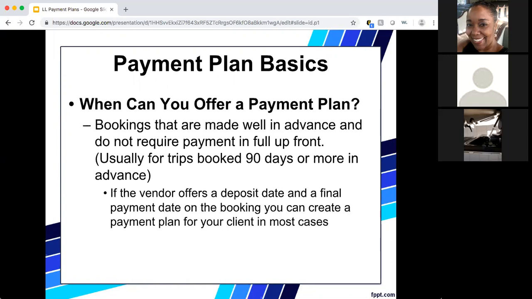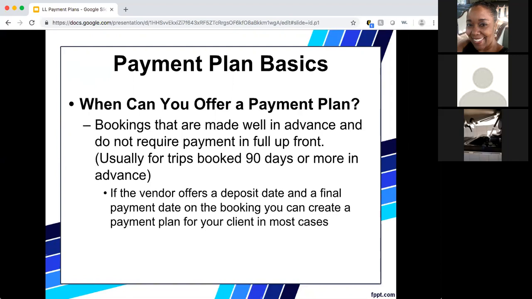One of the very frequent questions that I get from new agents, and that I see posted by new agents, is, how do I create a payment plan? Often we are starting from the position of a consumer, and we're expecting someone to already have it laid out for us. When we're talking about payment plans being offered, these are bookings that are made well in advance, and they don't require payment in full up front. So usually we're talking about trips that are booked 90 days or more in advance.